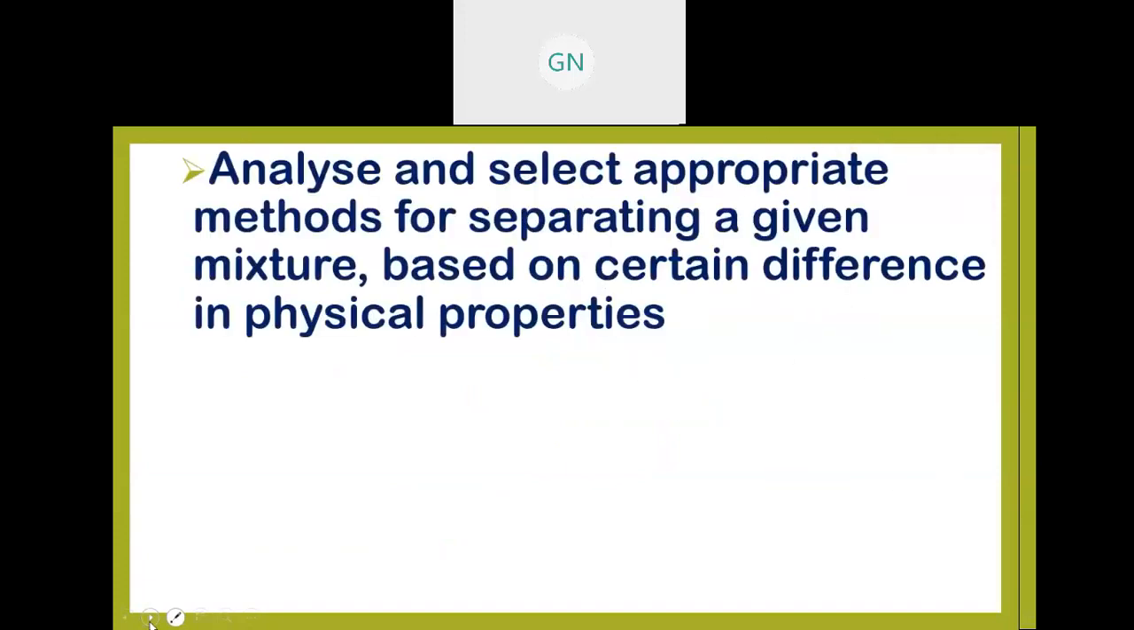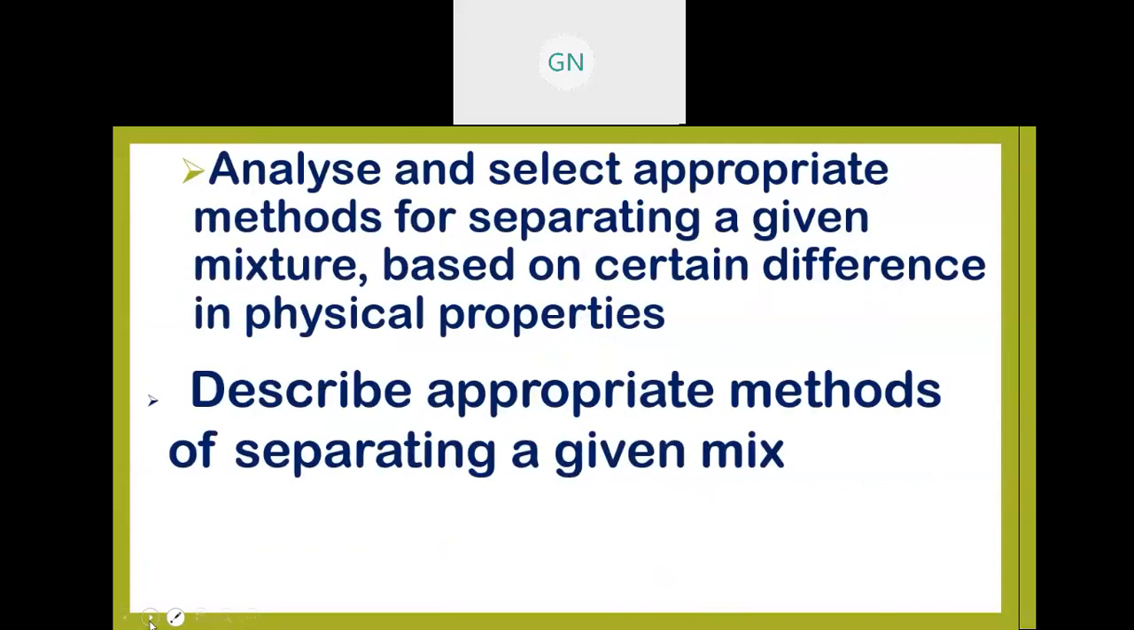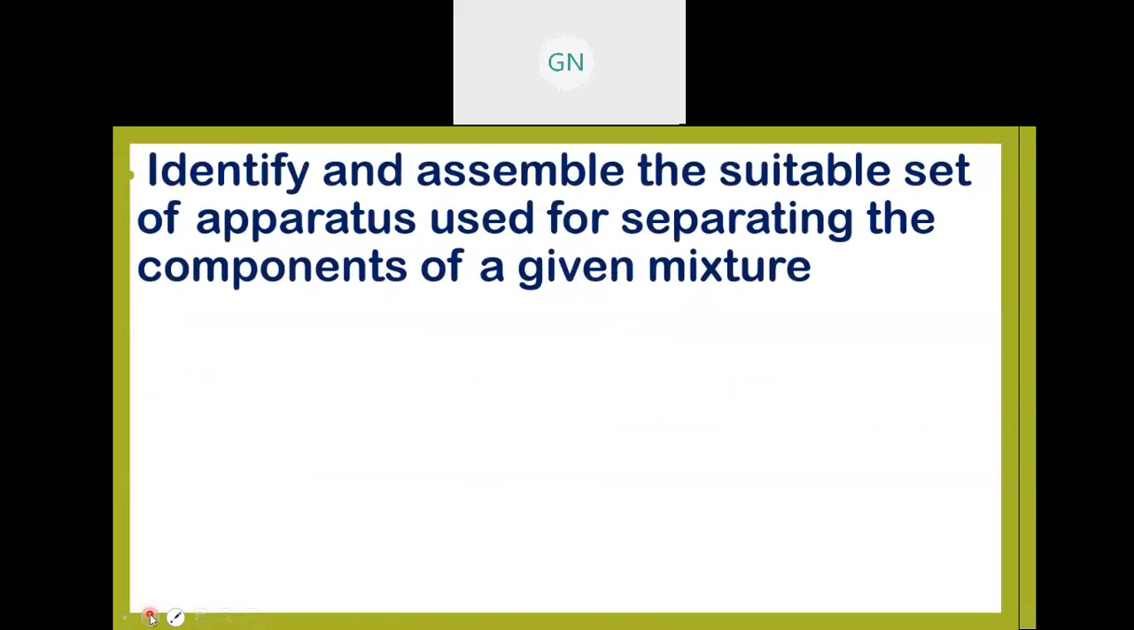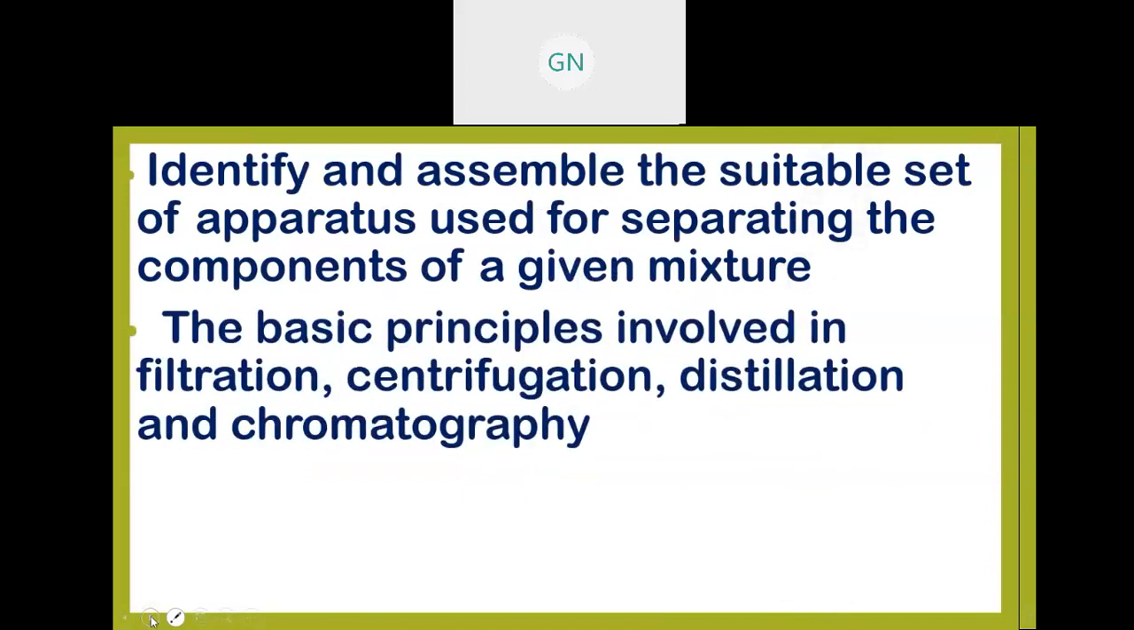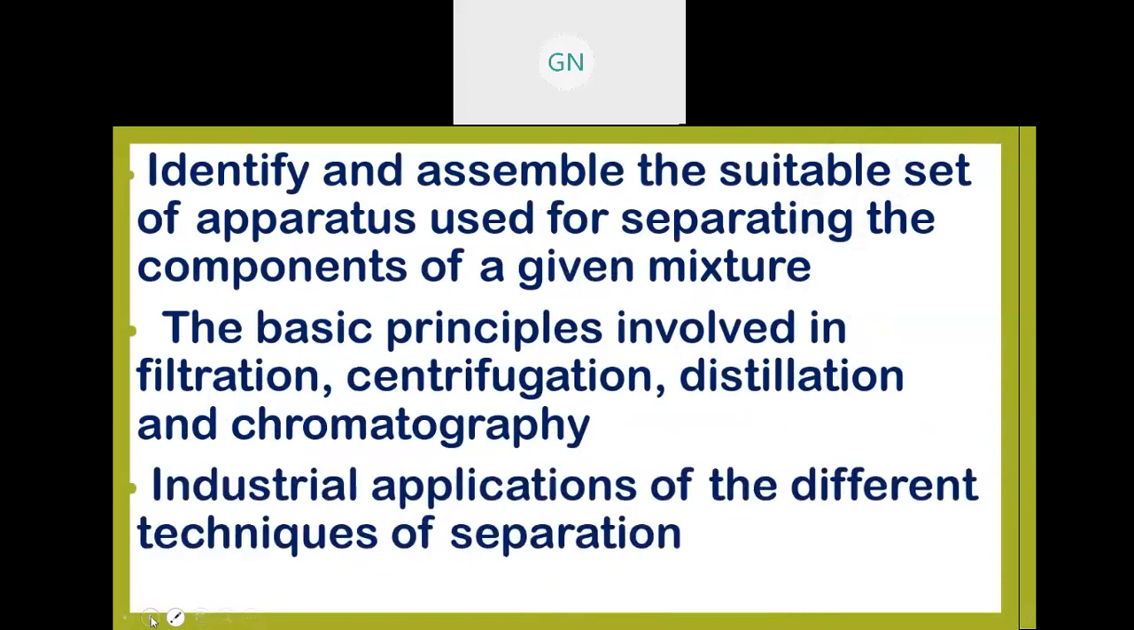First, we should analyze the given mixture based on the differences in physical properties. Then we have to select the appropriate method for separating the given mixture. Then we should identify, select and assemble the apparatus for the separation of the mixture. And we should know the basic principles involved in filtration, centrifugation, distillation and chromatography. We should also know the industrial applications of separation.